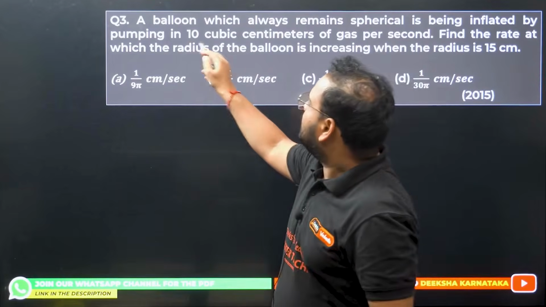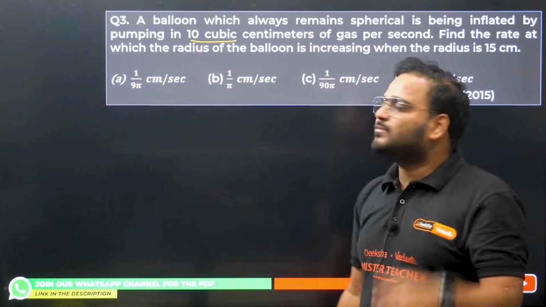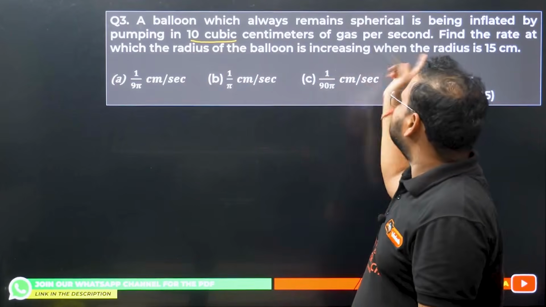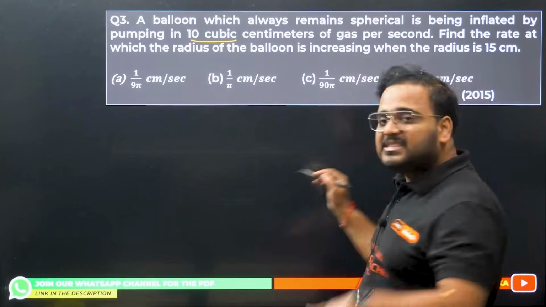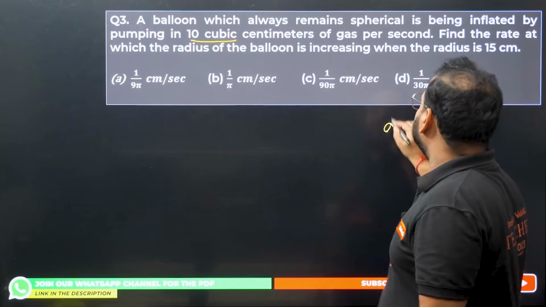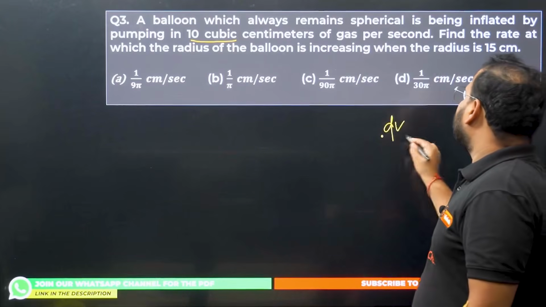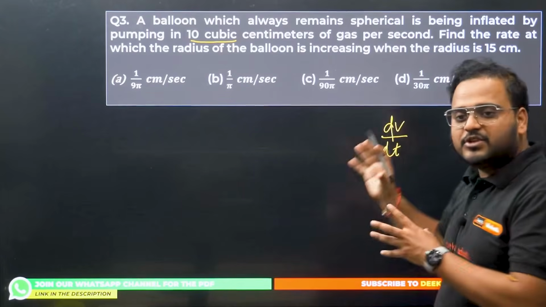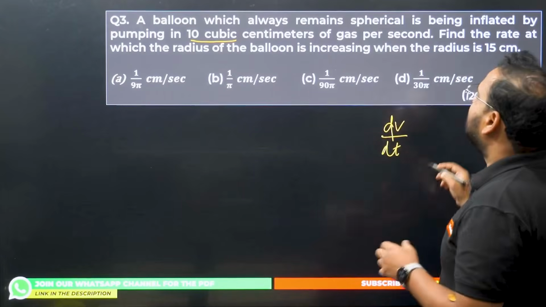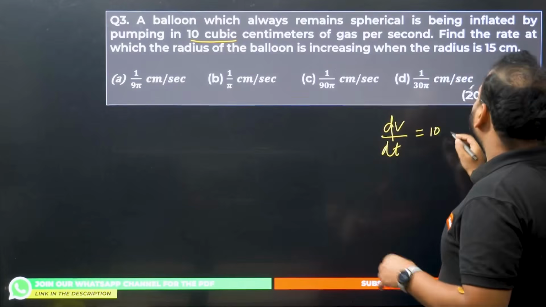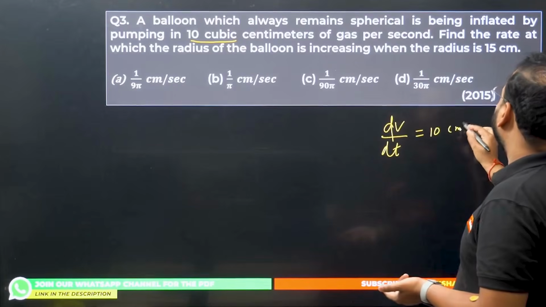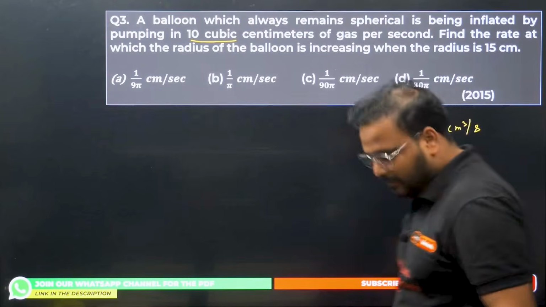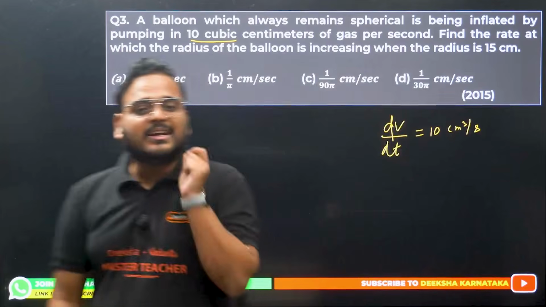Please check. That rate of pumping the air is what? 10 cubic centimeters of gas per second. Basically, you are increasing the volume. The rate of change of volume is actually given to you. What is given to you? dV by dt is given. Rate of change of volume is given to us, and that is how much? 10 centimeter cube per second. No problem over here. It's very important to write the data given to you.